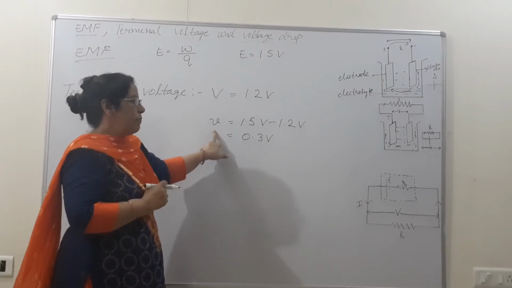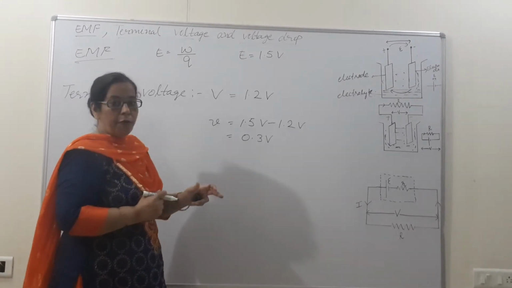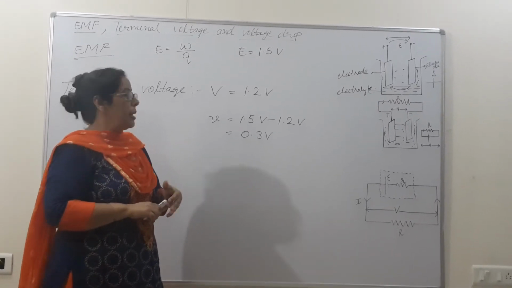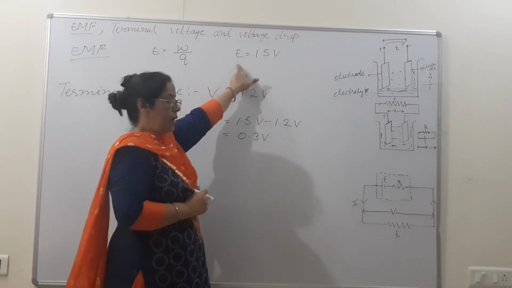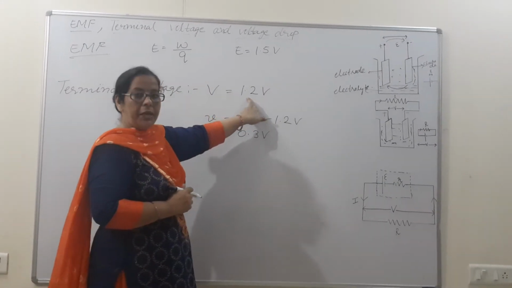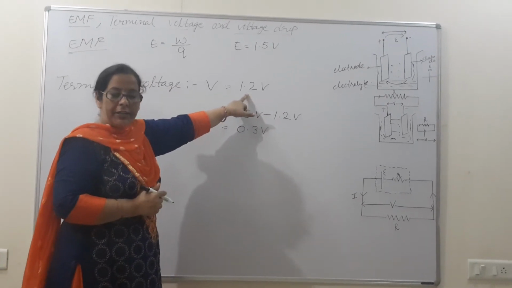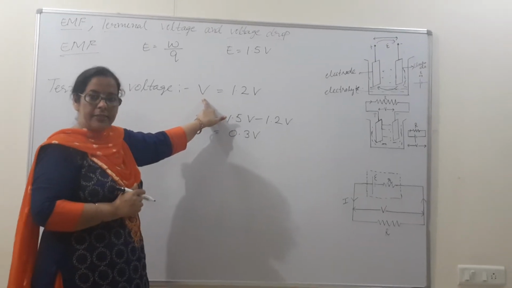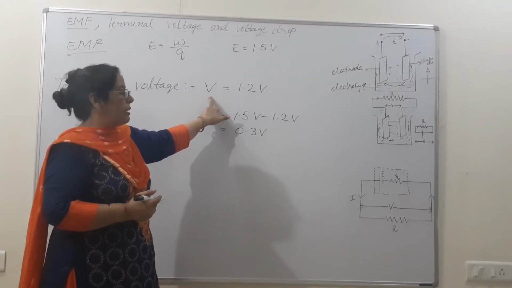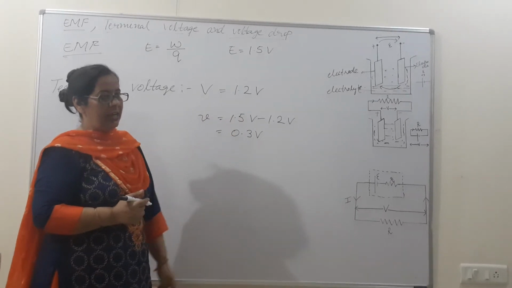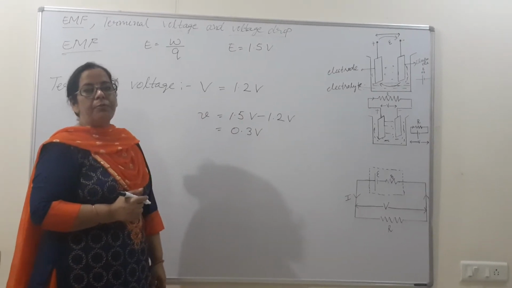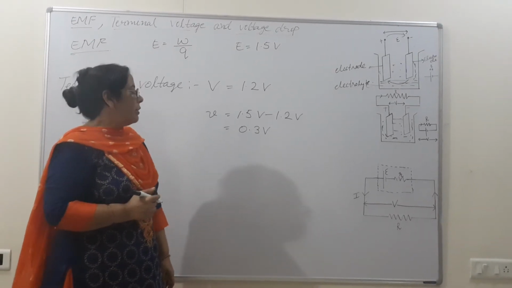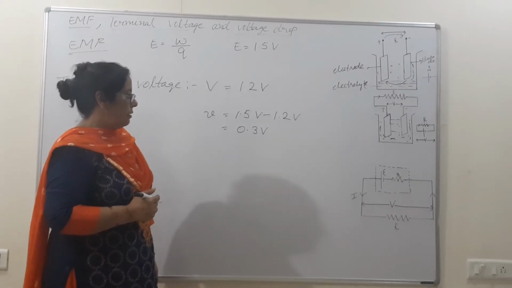And suppose sometimes we connect the cell for charging. We are charging a cell, then the reverse is true. Then EMF is less and terminal voltage will be more. When we are drawing current from the cell, EMF is more and terminal voltage is less. But when we connect the cell for charging, then terminal voltage will be more, but its EMF will be less.